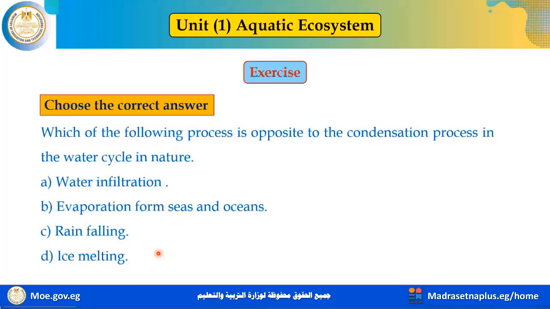Which of the following processes is opposite to the condensation process in the water cycle in nature? Water infiltration, evaporation from seas and oceans, rainfall, ice melting. Yes, that's right. It's evaporation from seas and oceans.